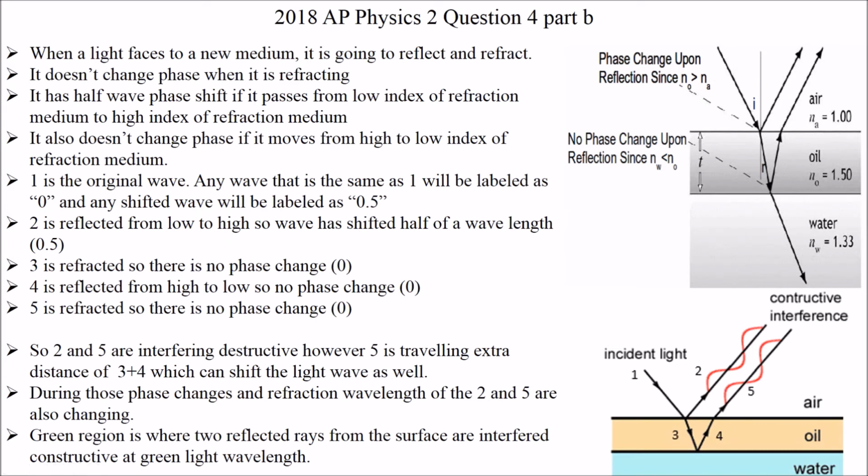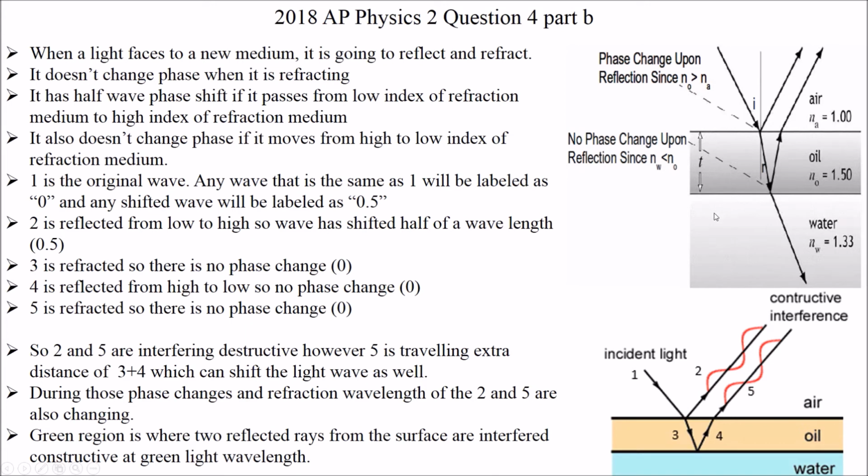So the captain is seeing some green area. He sees that oil is leaking from the boat, and then he sees some green area on the water, and then they're asking what's the reason for that. So that's basically thin film interference.